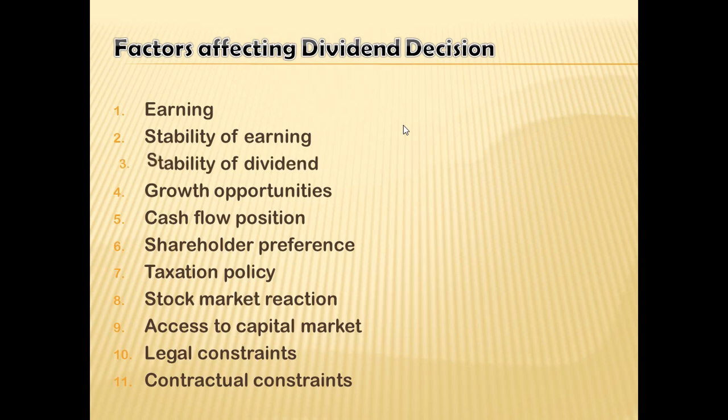The next point, that is stability of dividend. Every company has the policy of maintaining the stability of dividend per share. Here, the stability of dividend means that the dividend will in no case be allowed to fall. It is always good if the dividend remains stable or increases. From this point of view, a little change in profit should not be allowed to cause any increase or decrease in the dividend.